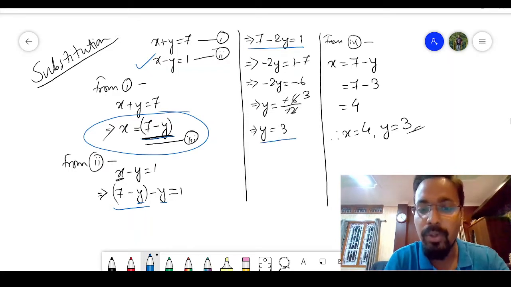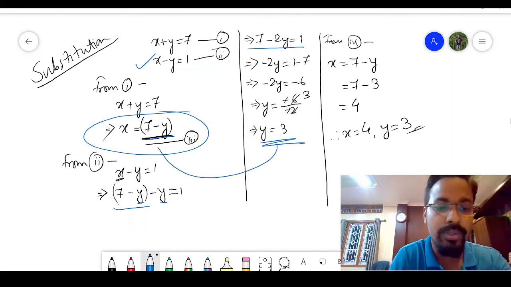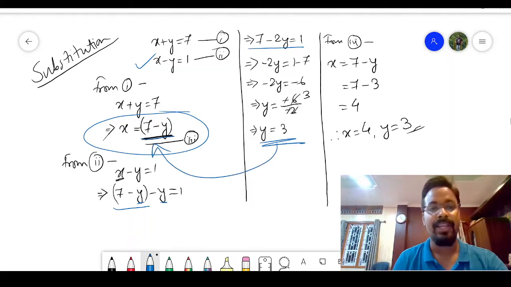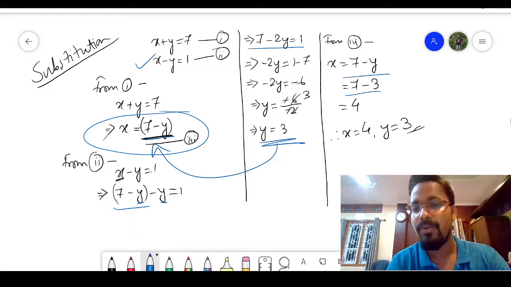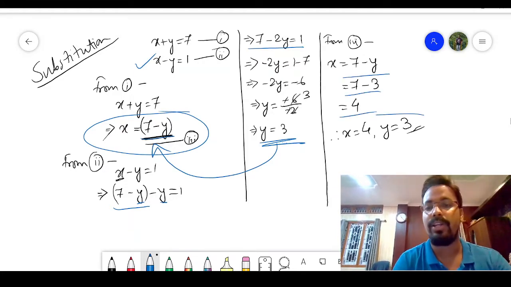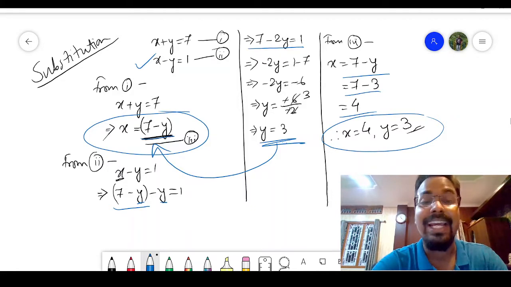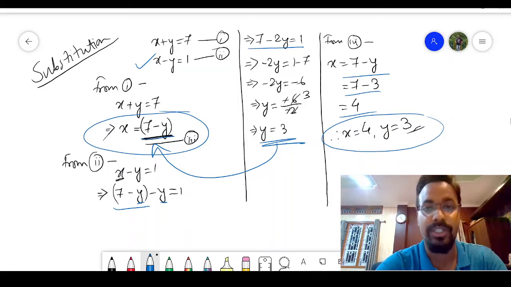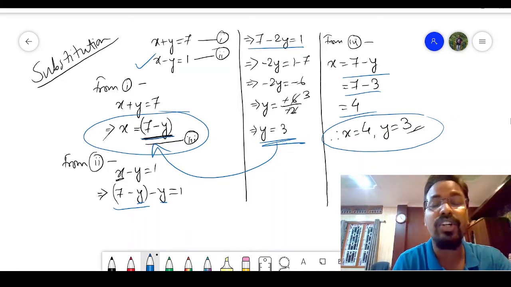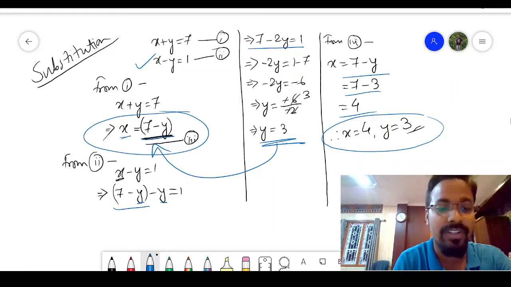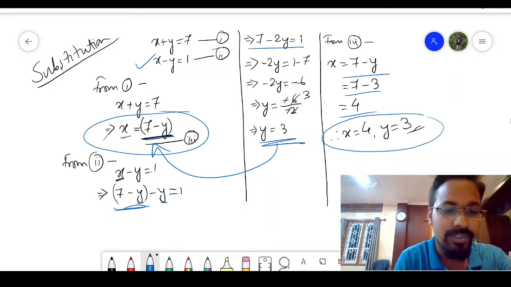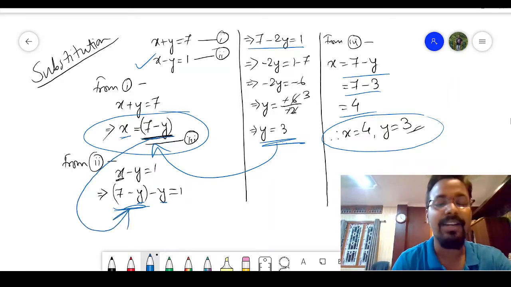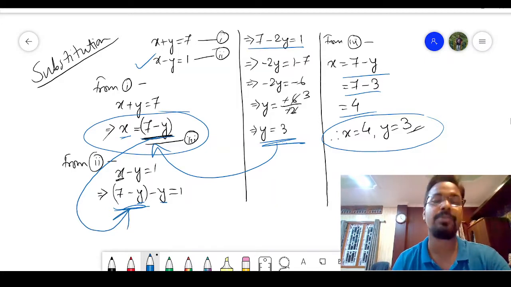Now that you have the value of y, you put this value into this equation, equation number 3, and thus from here we get x equal to 4 and we get the solution for the two equations. That is how you solve by substitution. It means you are exchanging or substituting the value of one of the variables from one of the equations. This is where we actually did the substitution. Substituting means to exchange.